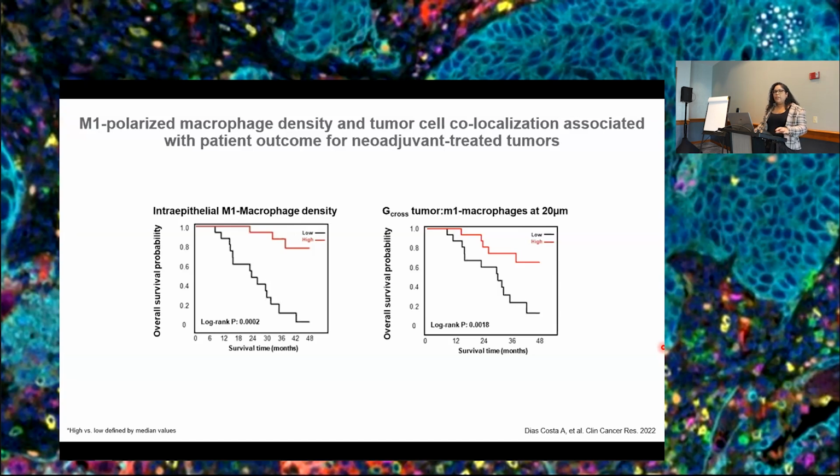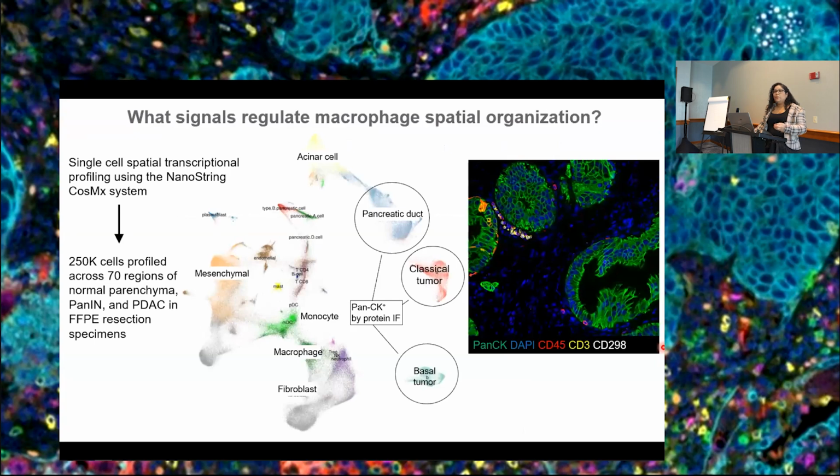So the question that was left after our analysis was, why do macrophages have specific locations? So for this, we wanted to determine what signals regulate macrophage spatial localization and organization. So this is when we used the findings that we had in the protein-based assays and moved to RNA-based assays. So we used the CosMx spatial molecular imager and profiled more than 60 regions of normal pancreas, PanIN, and PDAC from primary resection specimens. So here is a clustering analysis of all 250K cells.